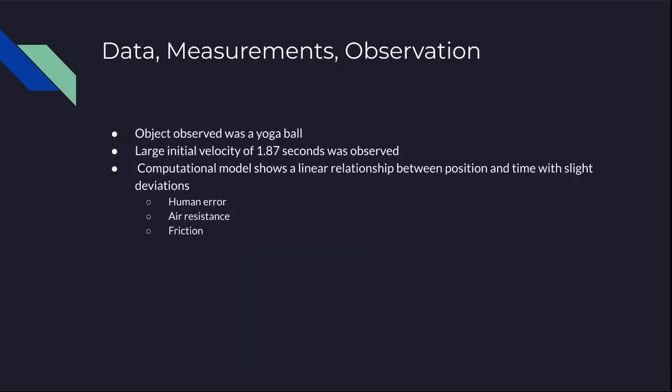My model was a yoga ball of a 0.75 meter diameter and a 0.92 kilogram mass. There was a large initial velocity of 1.87 because the ball could cover more ground in less time due to its size. The computational model shows a linear relationship between position and time with slight deviations. The deviations were due to human error when placing the center of mass by hand on tracker. This caused some positions to vary from the mean slightly. Air resistance and friction caused the ball to slow down, leading to a slight decrease in its motion on the graph.